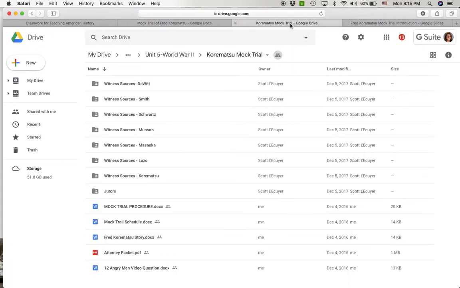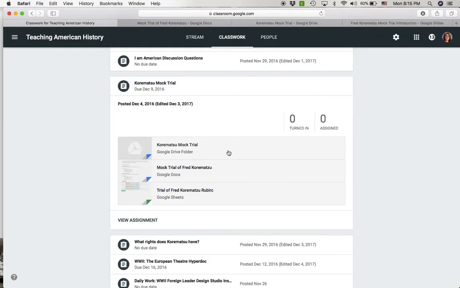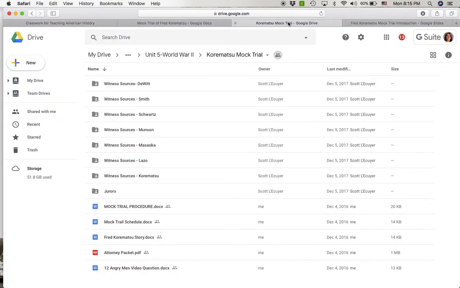So jury, if we go back to this folder, remember, how do I get to this folder? You are going to go to your Google Classroom and click on the very first thing here. It says Korematsu Mock Trial Google Drive folder, and that brings you to this. Look, there's a nice folder here full of juror documents.